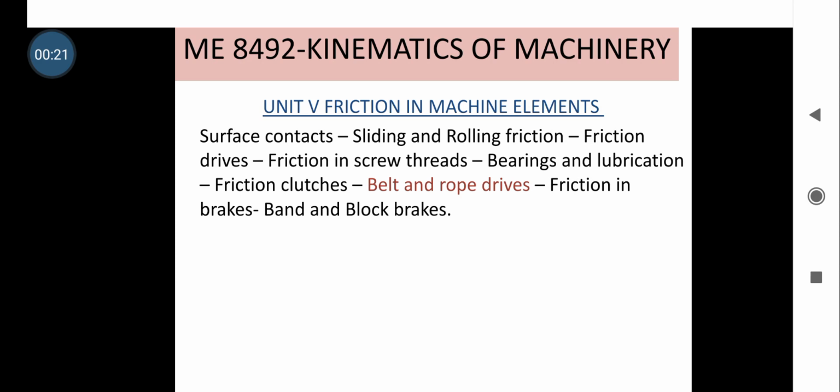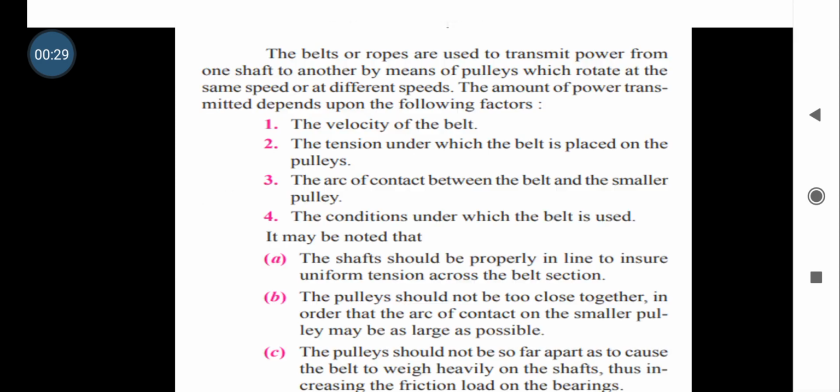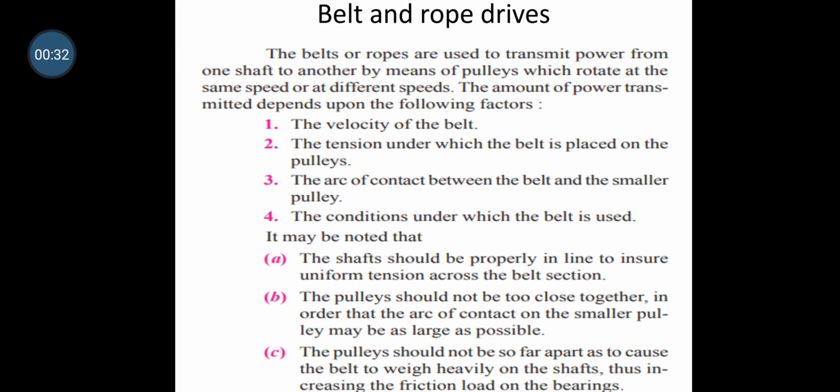The belt or rope are used to transmit power from one shaft to another by means of a pulley which rotate at the same speed or at different speeds. The amount of power transmitted depends upon the following factors: the velocity of the belt, the tension under which the belt is placed on the pulley, the arc of contact between the belt and the smaller pulley, and the condition under which the belt is used.